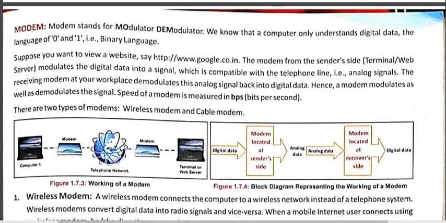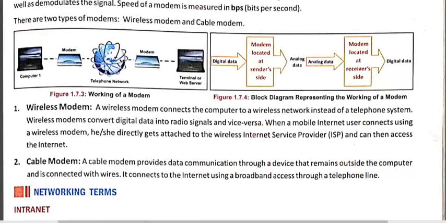The first one is wireless and the second one is wired modem, that is known as cable modem also. A wireless modem is used to connect the computer to the network wirelessly. It does not require any telephone system for the connection. It converts the radio signals into the digital data and the digital data into the radio signals.